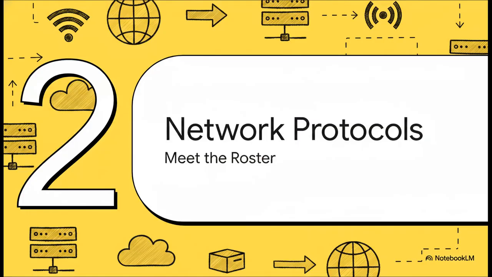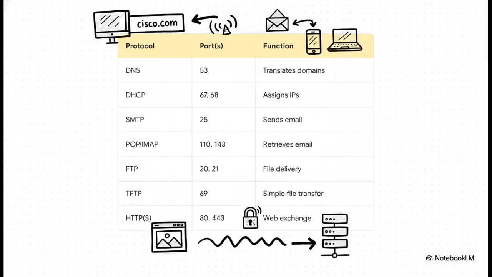Moving right along to section 2, it's time to meet the network protocols. You know, your computer actually speaks dozens of different languages depending on the task at hand, and it uses different doors or ports to do it. Imagine an IP address as a massive apartment building, and the port is the specific apartment number you need to buzz. For instance, DNS uses port 53 to translate human-friendly domains into IP addresses.